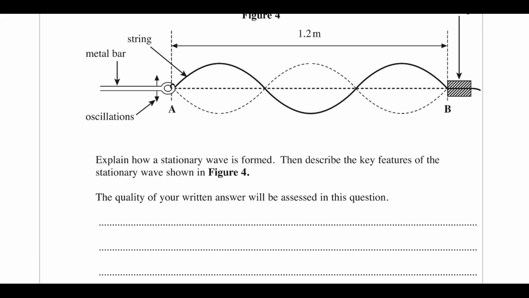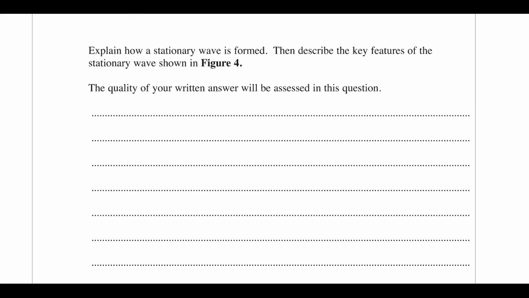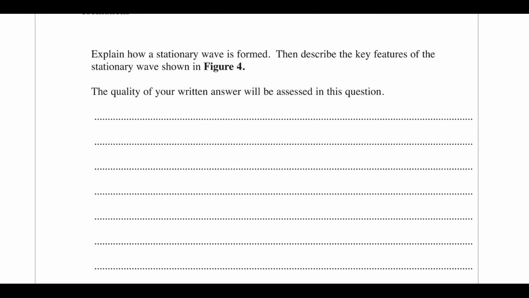So essentially I'm going to break this down into three parts. The three key features of a stationary wave are that it forms nodes, points of zero displacement, antinodes, points of maximum displacement, and that there's no energy transfer in it. And we're going to explain how each of those things are formed. So let's first get the general criteria for making a stationary wave, and then describe how each of the features are formed.